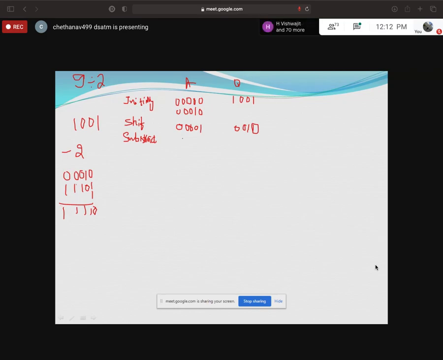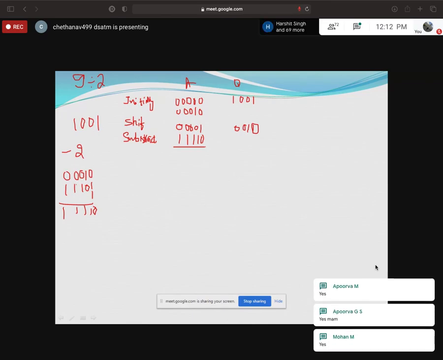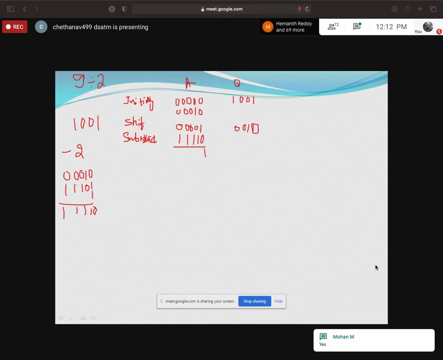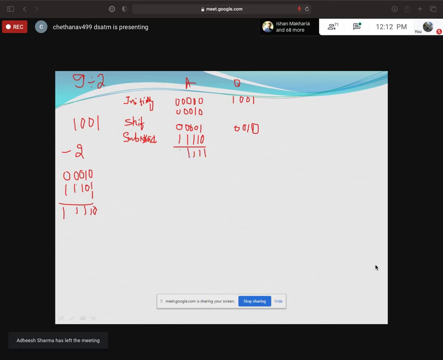Everybody correct? If I'm wrong, please tell me, okay? That means minus 2. I've written minus 2. Everyone correct? Everyone has written it? Yes, correct, right? So I'll just add this. 1 plus 0 is 1. 0 plus 1 is 1. 0 plus 1 is 1. 0 plus 1 is 1. 0 plus 1 is 1.